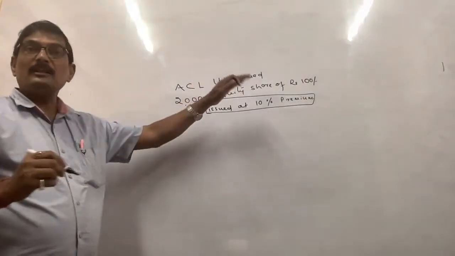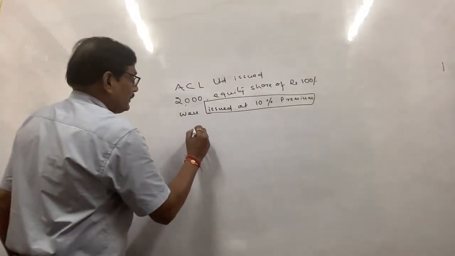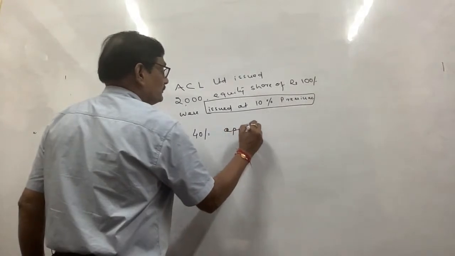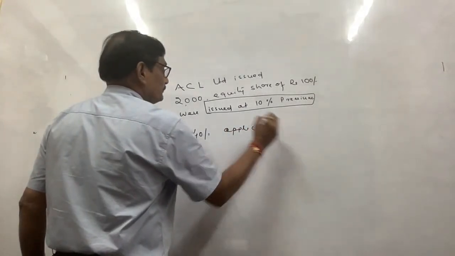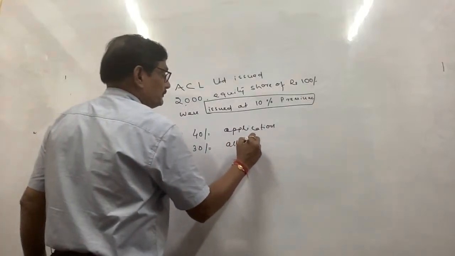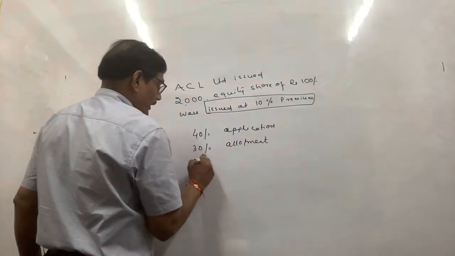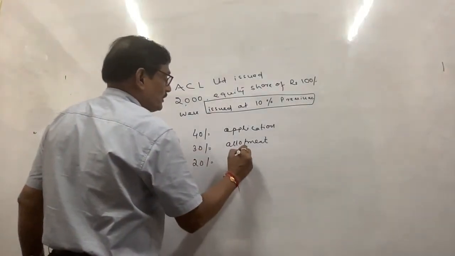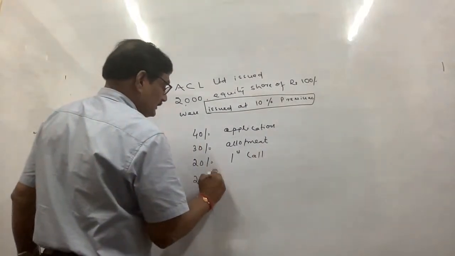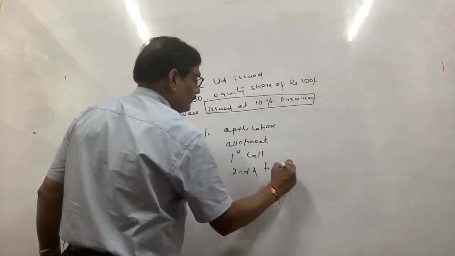But instead of giving this, the question may say that the shares are issued at 40 rupees at the time of application, 30 rupees at the time of allotment, 20 rupees at the time of first call, and 20 rupees at the time of second and final call.